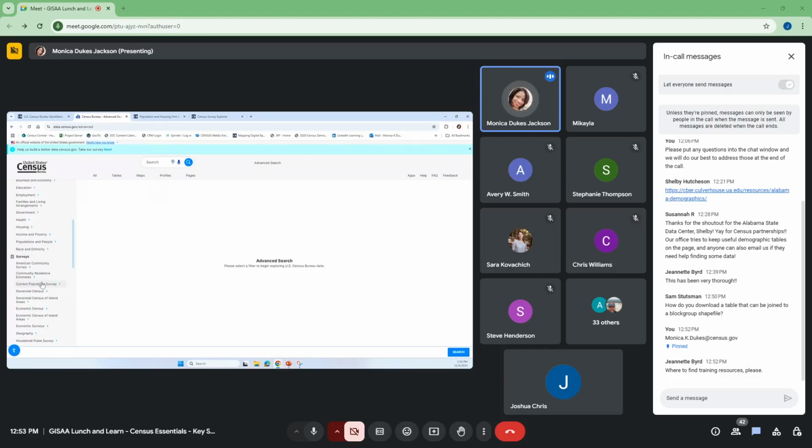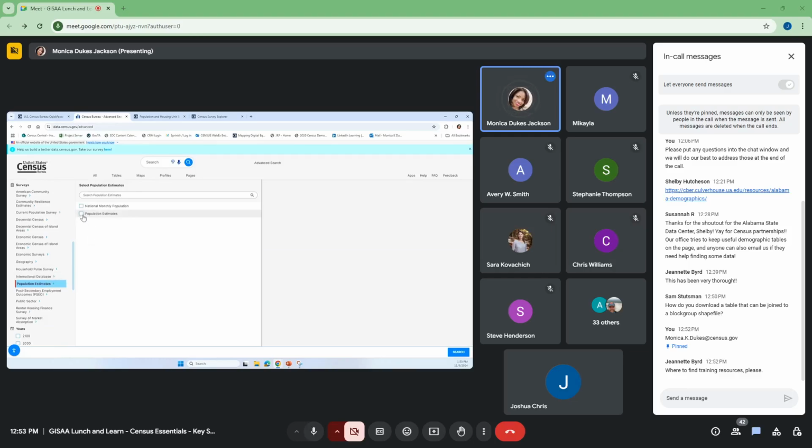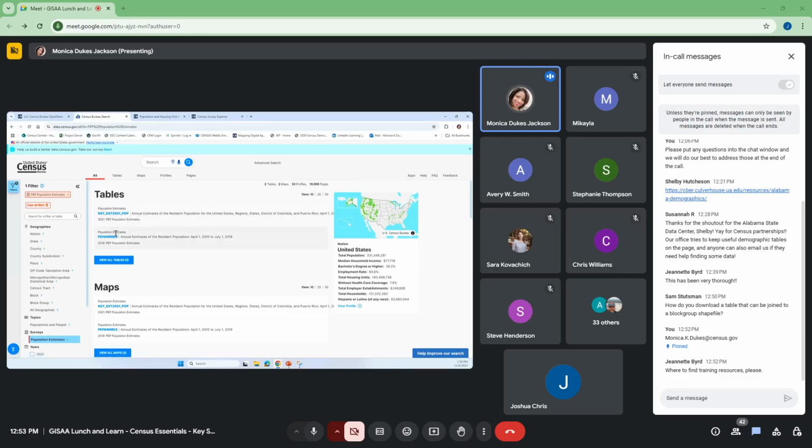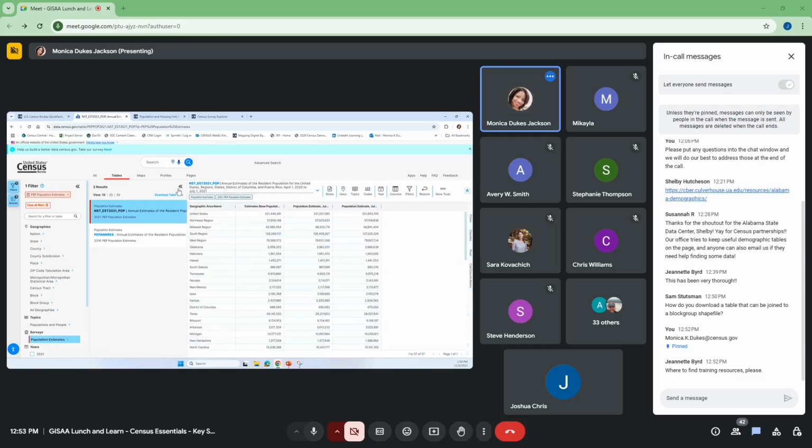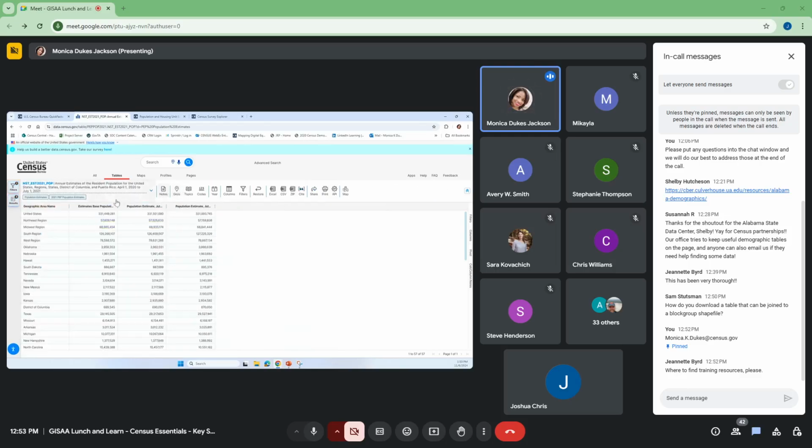But if we go down here, we do have population estimates data. If I click here, you can see what is available when I hit search. These are the available tables. There's only two that show up. Let's take a look at it. This is annual estimates of the resident population for the United States, regions, states, District of Columbia, and Puerto Rico for April 1st, 2020 to July 1st, 2021.